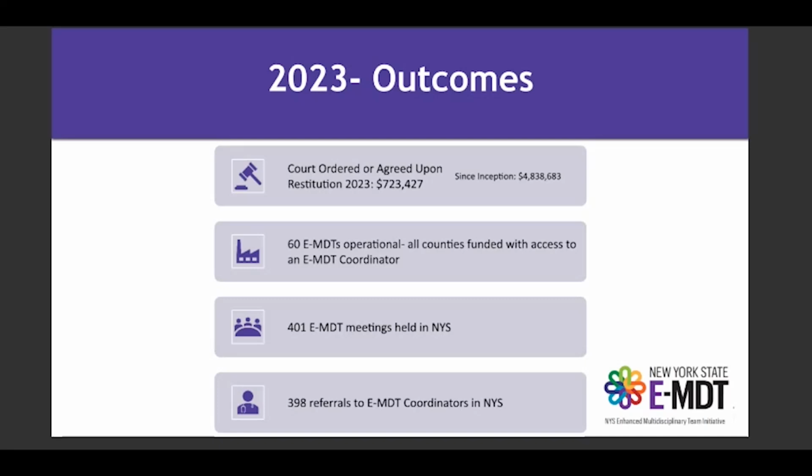And then one of the fun numbers that we like to share is we track as best we can what the court-ordered or agreed-upon restitution has been in our cases. In 2023, across New York State, we saw $723,427 in court-ordered or agreed-upon restitution. And since inception, which my first restitution order happened in 2013, we have seen across New York State close to $5 million, so $400,838,000 in restitution that has been ordered for victims of elder abuse, which has been very exciting to see.